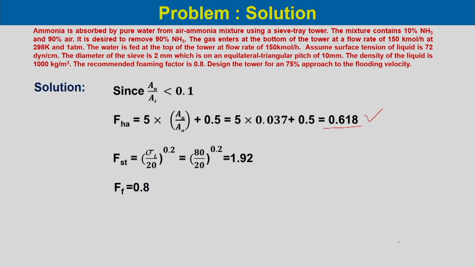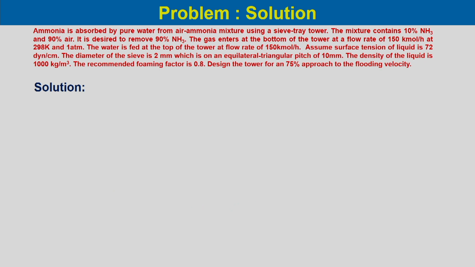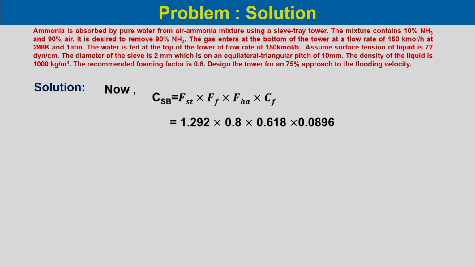FF is the flooding factor, which is equal to 0.8, which is given, and CSB we can calculate using this relation. So, all the parameters FST, FF, FHA and CF are known. So, we can calculate the value of CSB, which is 0.0572 meter per second.